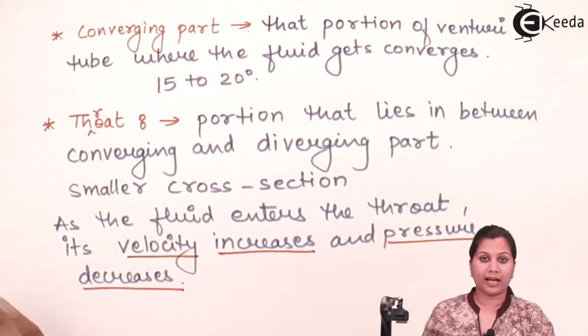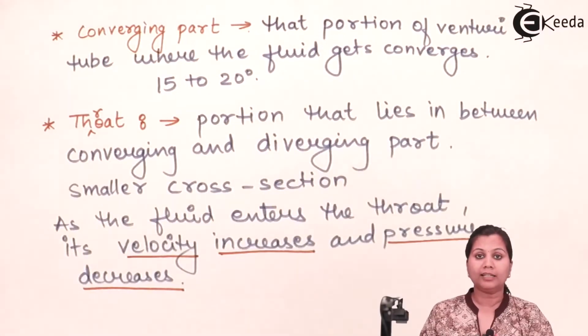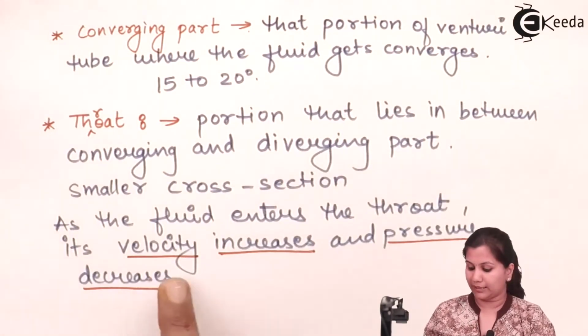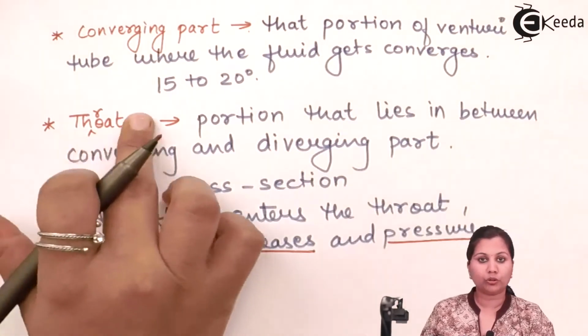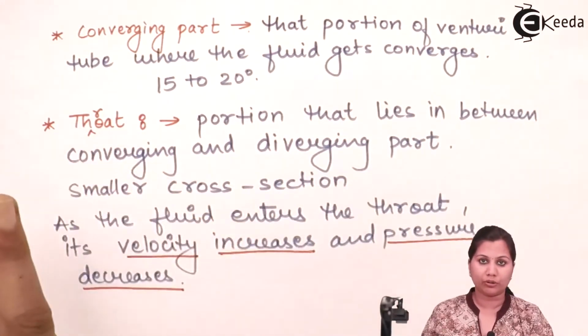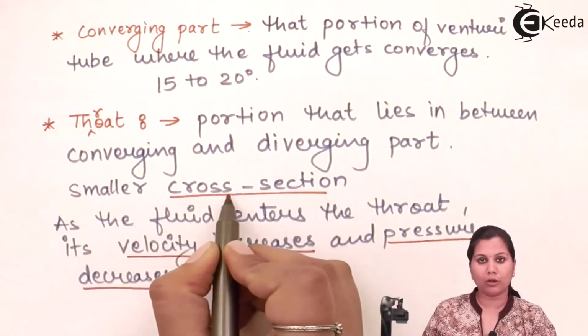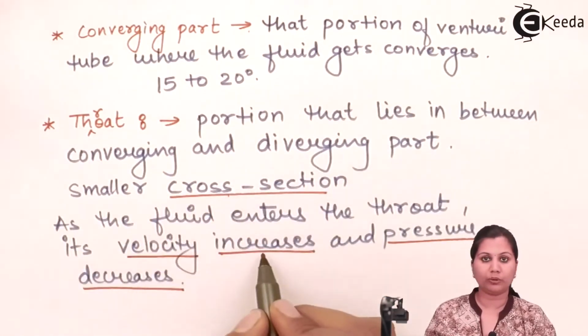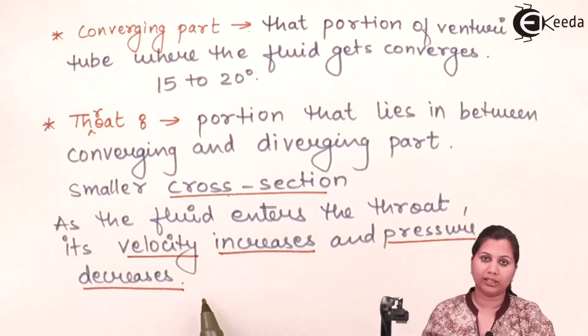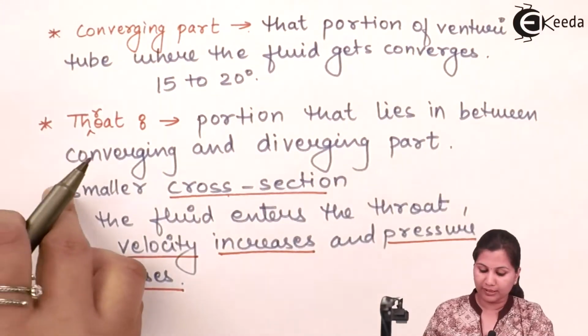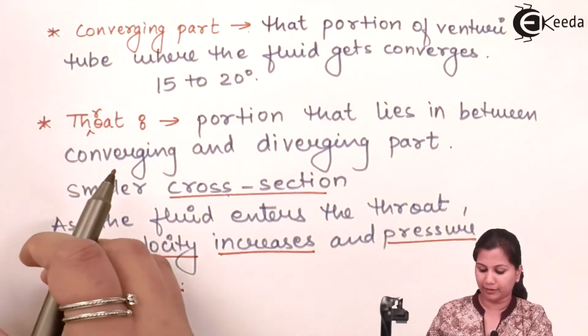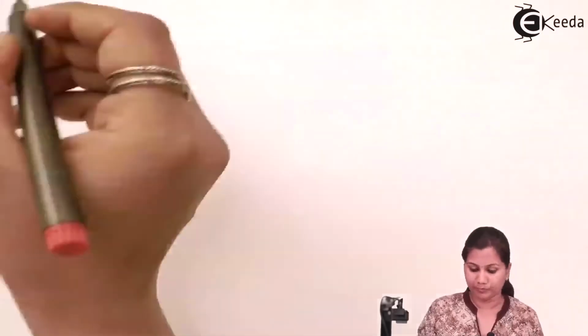So you can see the principle of working of the Venturi meter: it causes a change in the pressure of the fluid. That is caused by the throat portion of the Venturi tube, because it has a very small cross section. So due to the small cross section, velocity is going to increase and pressure is going to decrease. So a pressure difference is created by the Venturi tube.